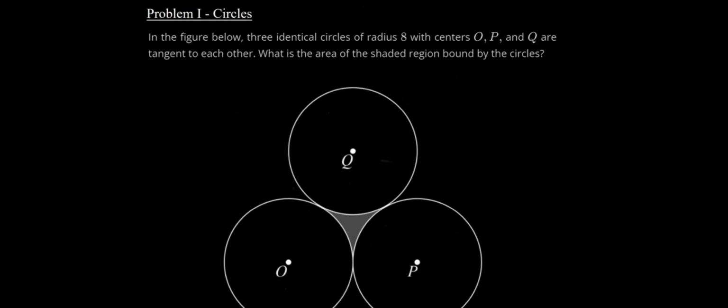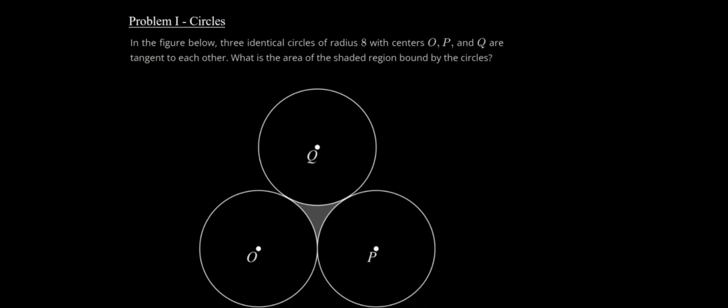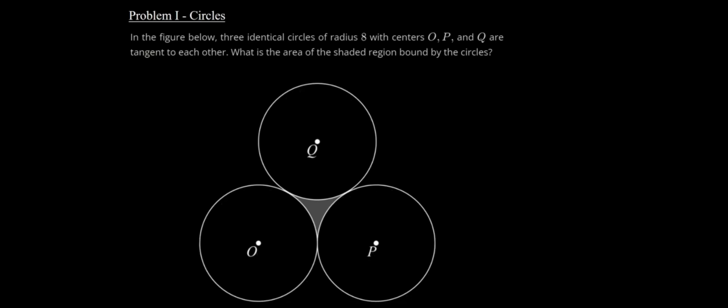So we've got problem number 1, which is a circles problem. Those are notoriously hard in the SAT, and this is just the easiest of the 5 questions that we are going to be working towards.